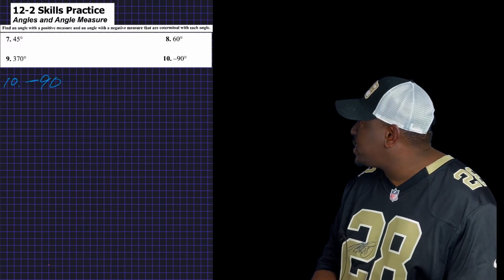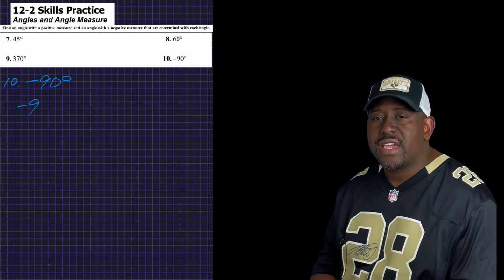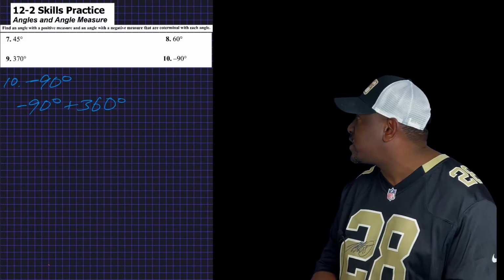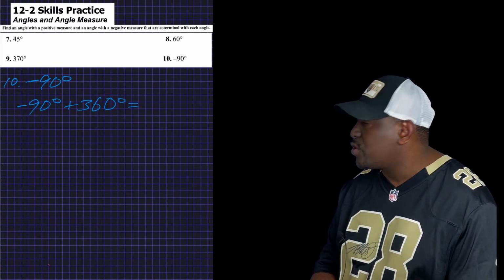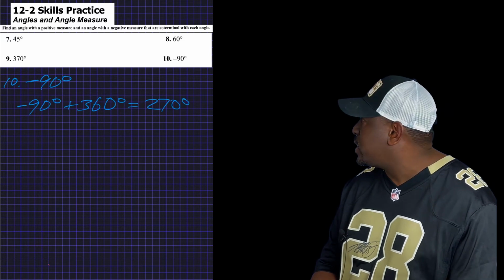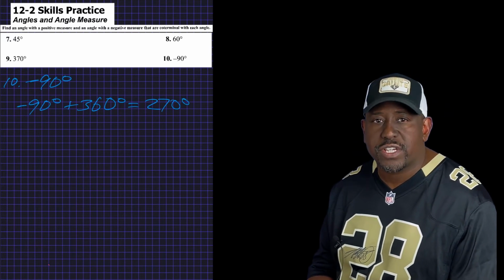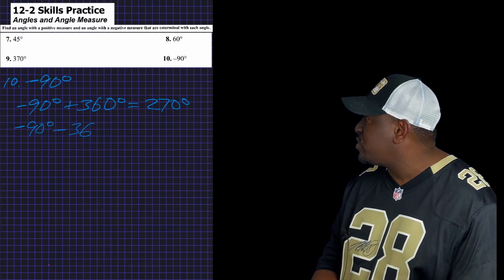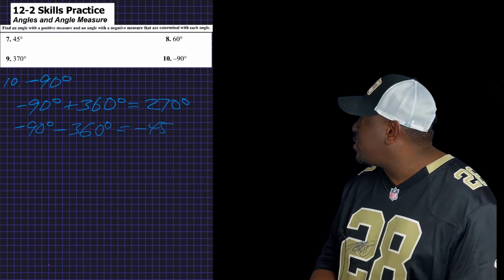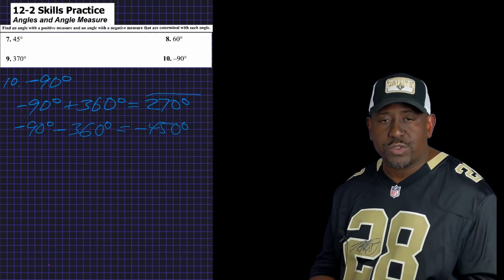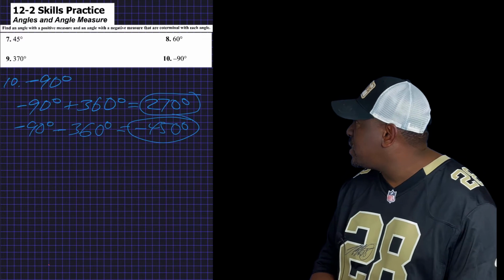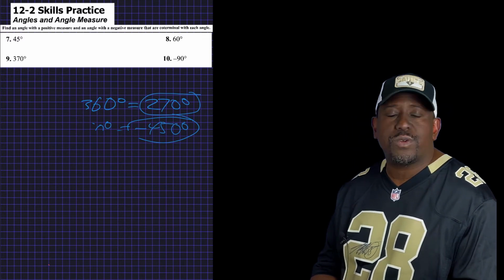So now we're going to do number 10 where we have negative 90 degrees. Again, we want to add or subtract a multiple of 360. So we can add 360 degrees to negative 90 degrees. We get a coterminal of 270 degrees. We're going to take negative 90 and subtract 360 degrees. That will give us a negative value, which is negative 450 degrees, which we want. And so we have a negative and a positive measure that are coterminal to the given angle.